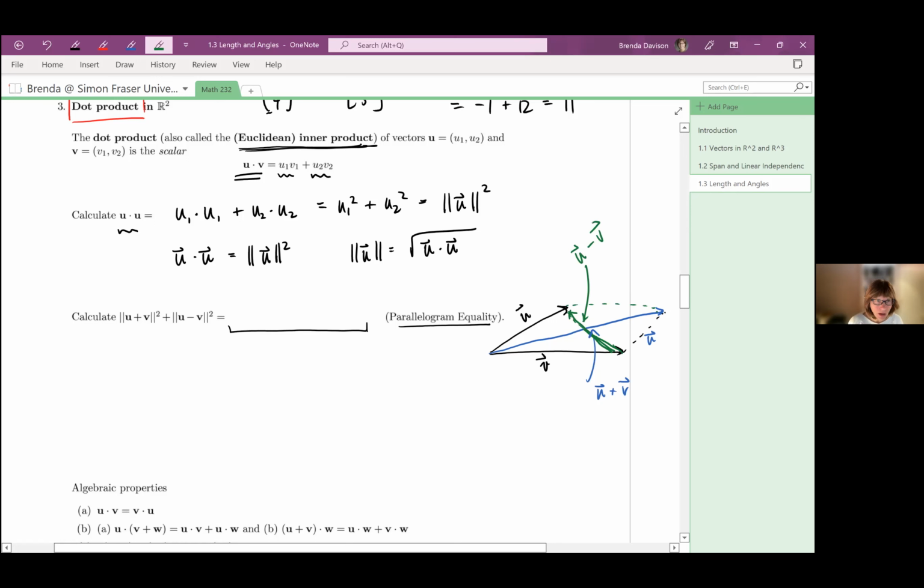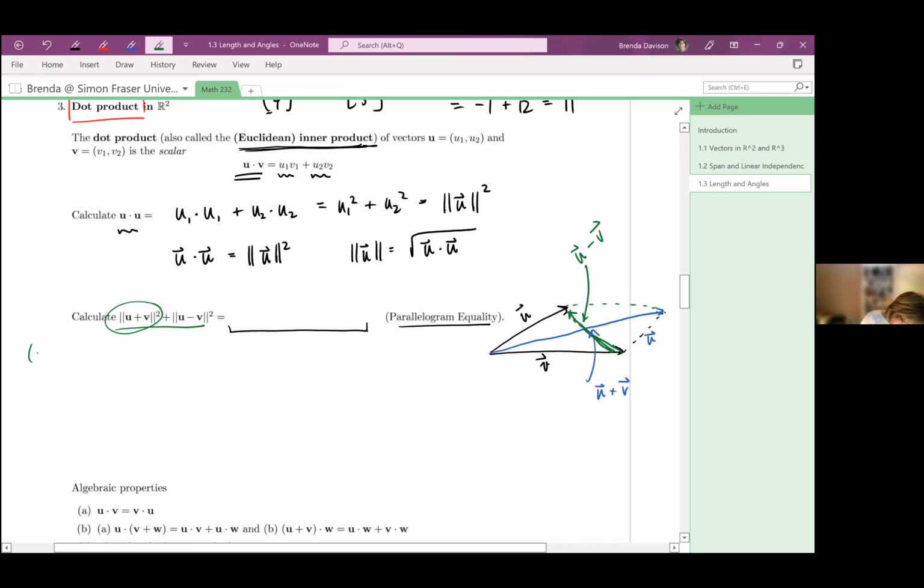Okay, so let's see what if I take the norm of u plus v, so that is the length of u plus v squared plus the length of u minus v squared. Now we can see where those lines are. What is that equal to? So I'm going to go ahead and expand this out algebraically. I'm going to probably skip some of the steps just because it's basically algebra at some point. What I'm going to do is write out the expression for that.